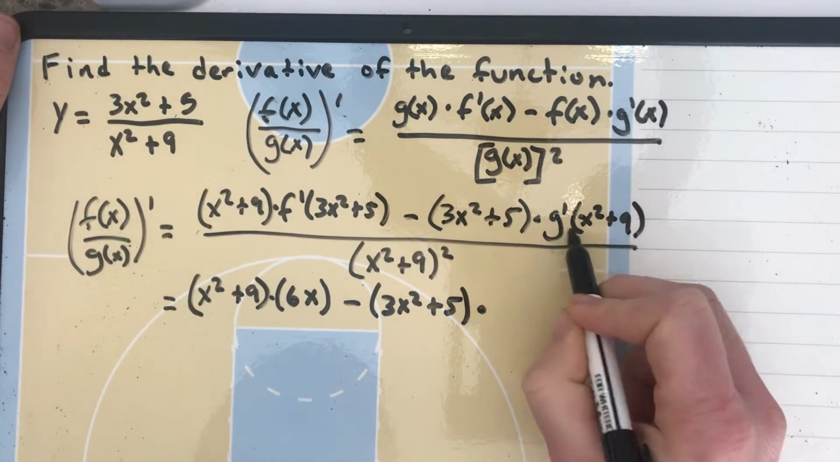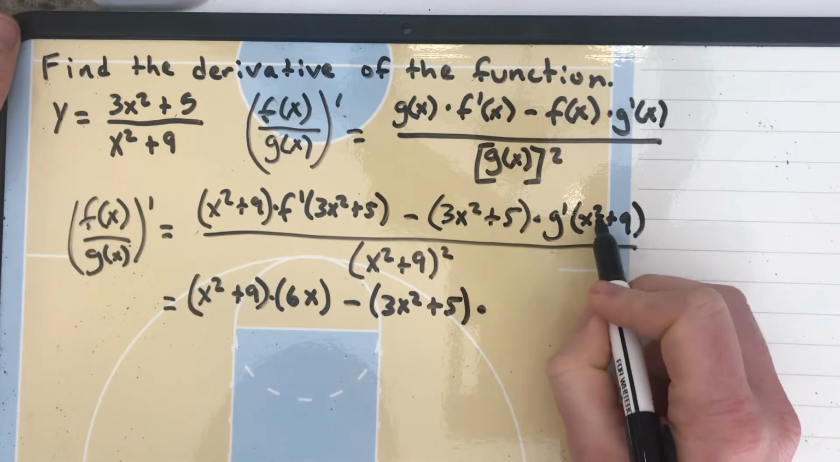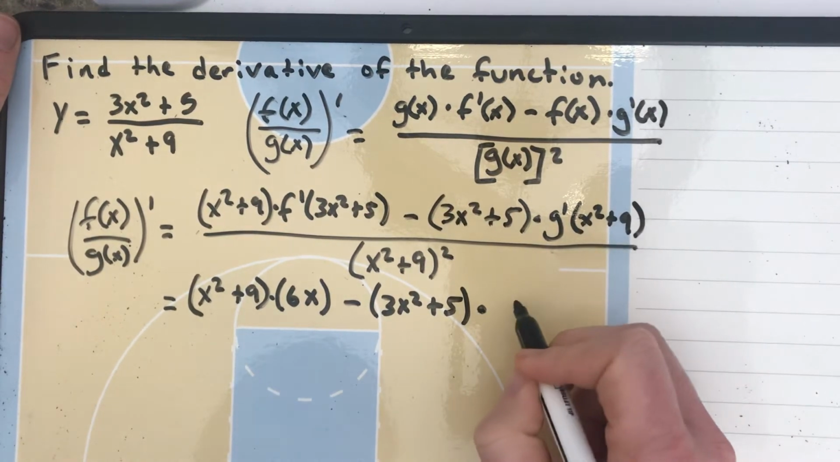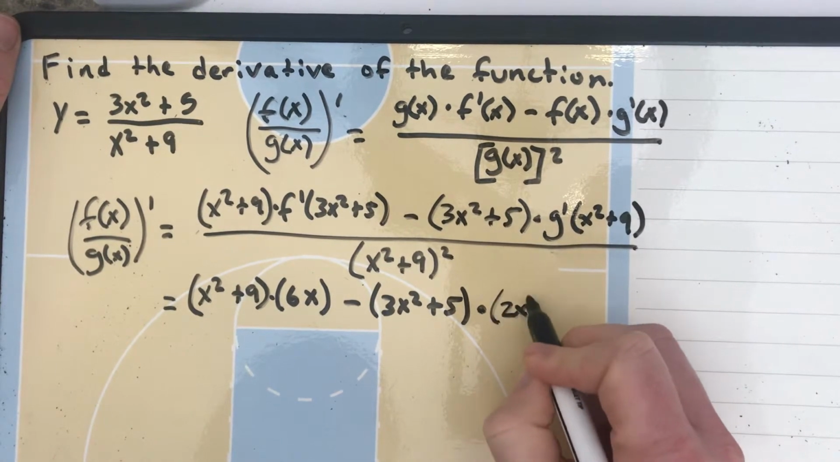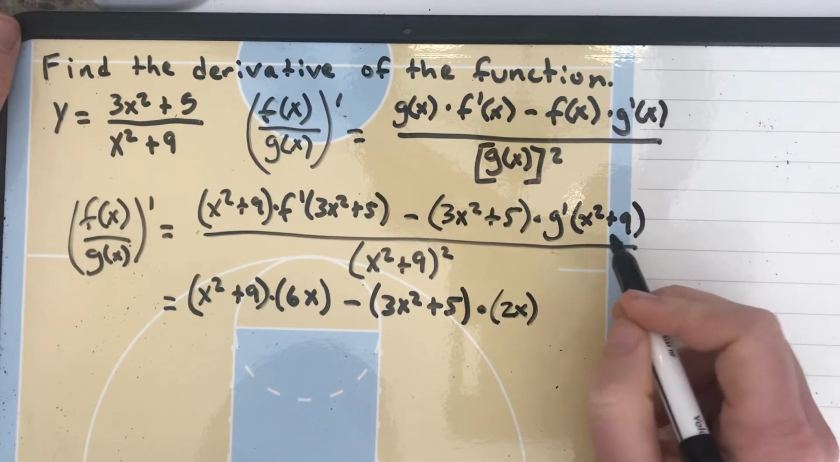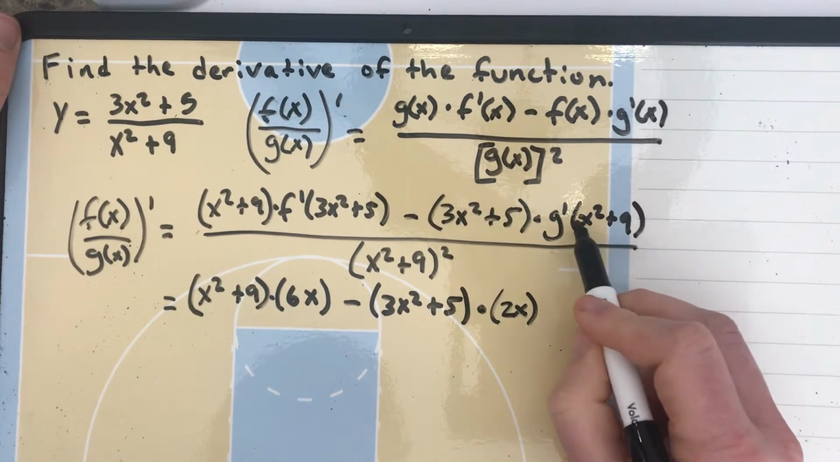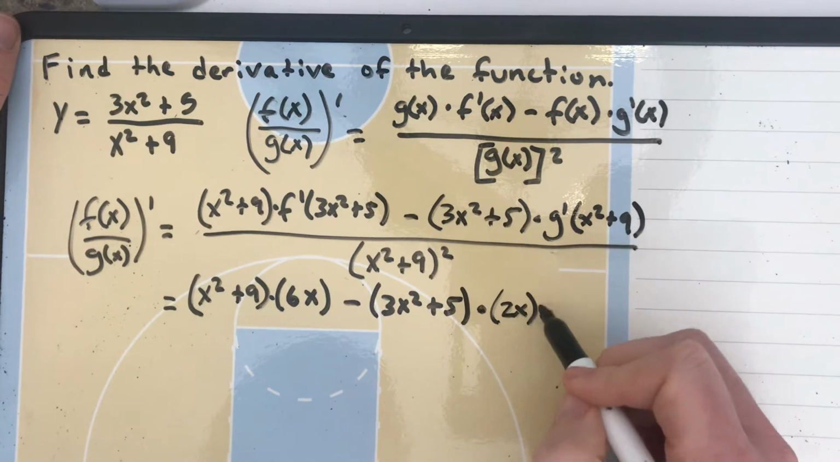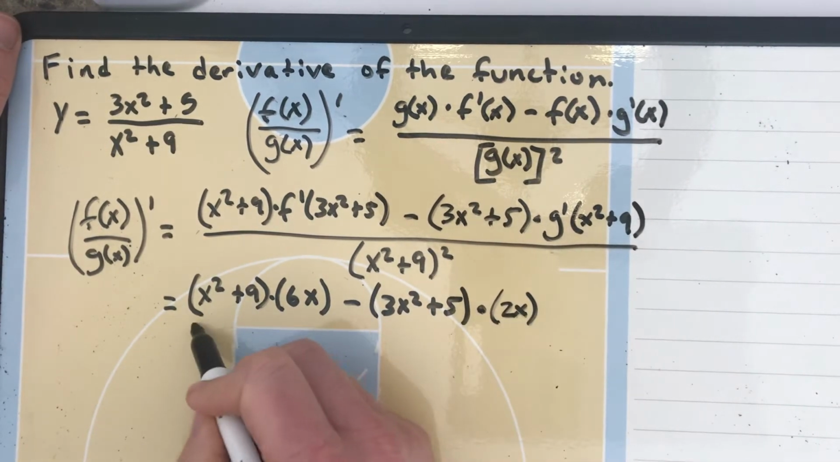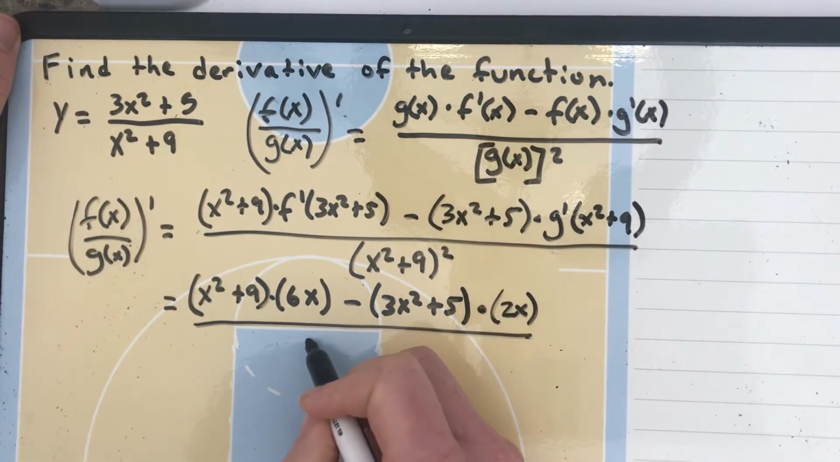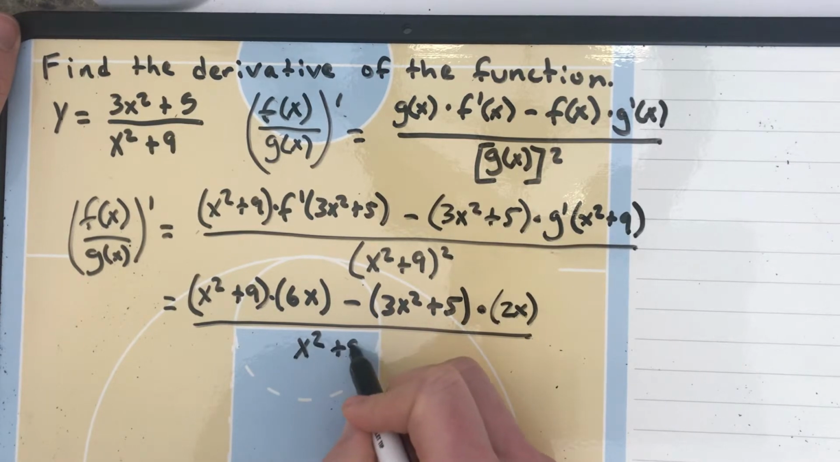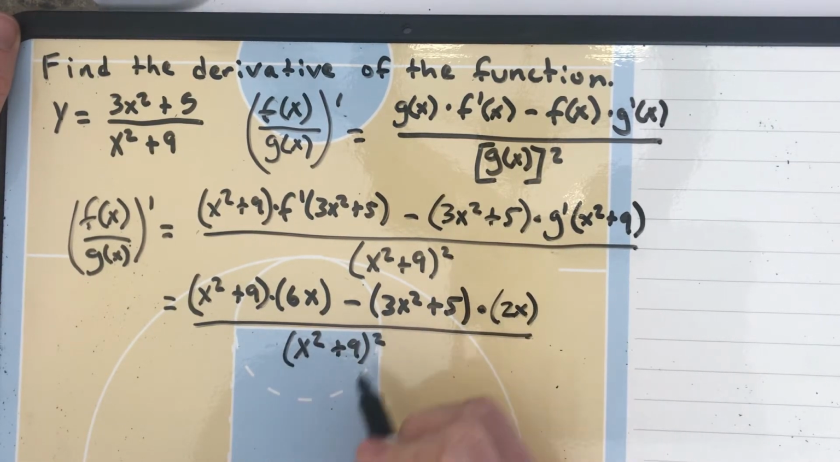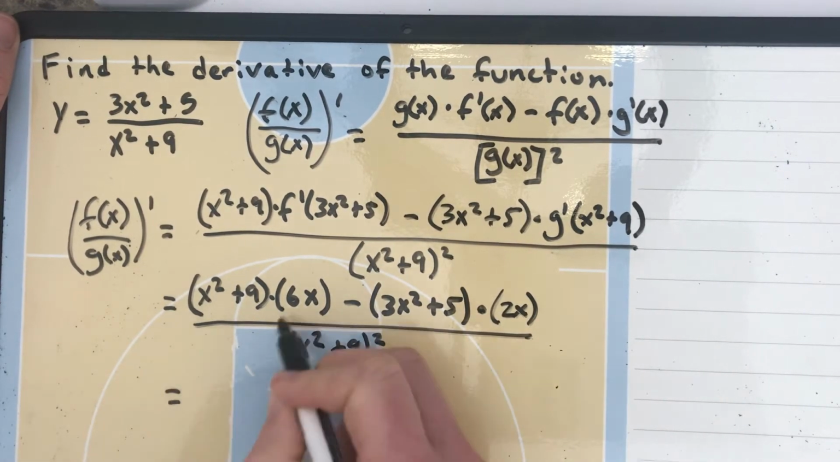minus 3x squared plus 5 times the derivative of the second function. Well, for x squared, we know the derivative of that is just 2x, so we have 2x here. And then the derivative of 9 is 0, so we don't have anything there, so just 2x all over x squared plus 9 squared.